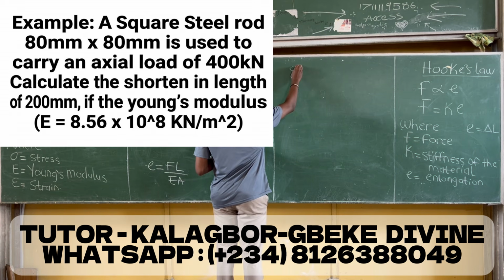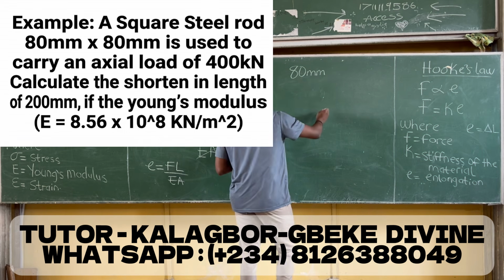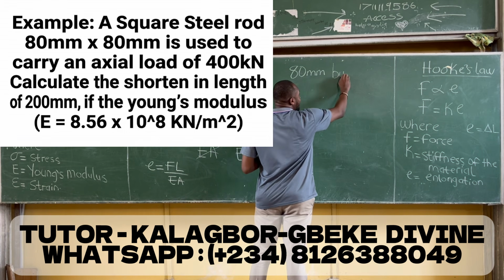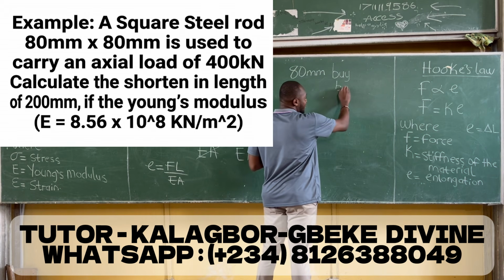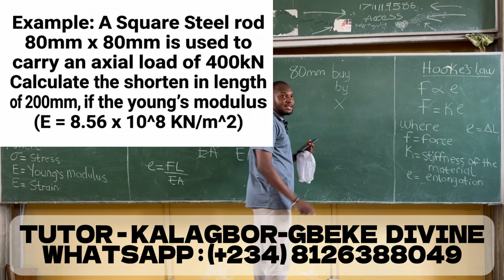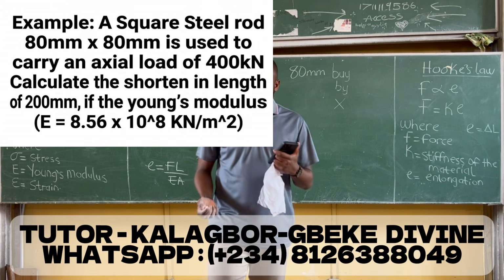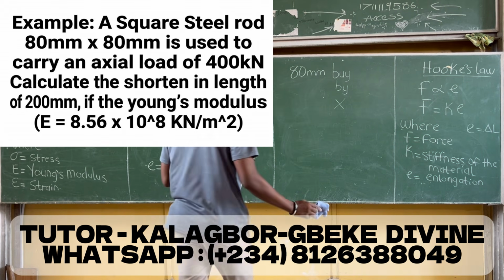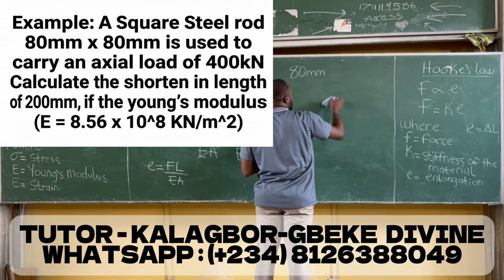When I say "by" 80 millimeters, I do not say B-U-Y or B-Y-O. I said "by". "By" in engineering is represented as X, like multiplication. You get? It's not "by" like B-U-Y or B-Y. So please take note.